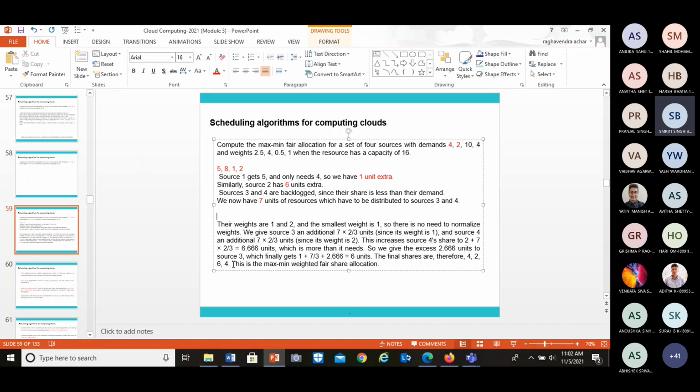Now once again look at here. According to this, how much will the last user get? How much will the last user get?